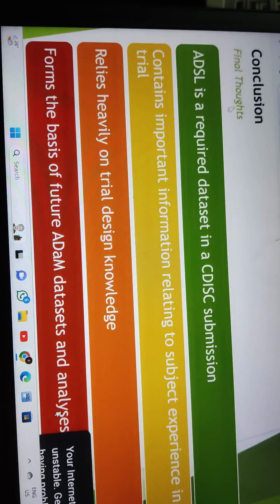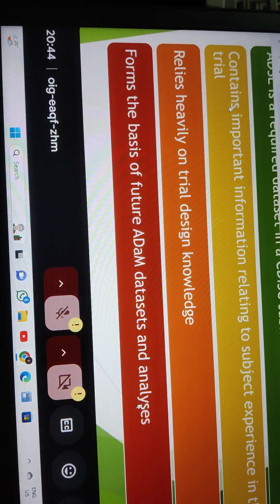So what have we discussed? When we are writing the spec and programming, we can understand the requirements of the ADSL and all these things. Is that clear? Do you have any questions on ADSL?